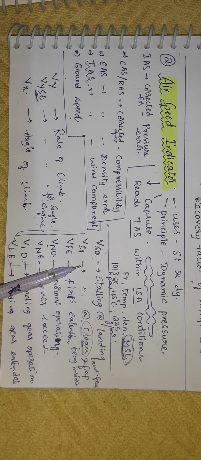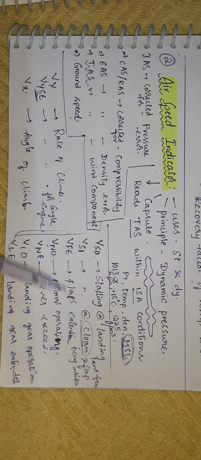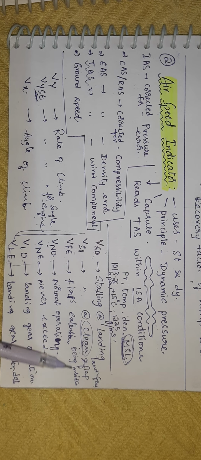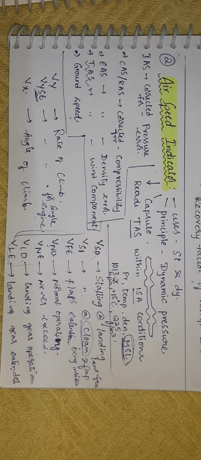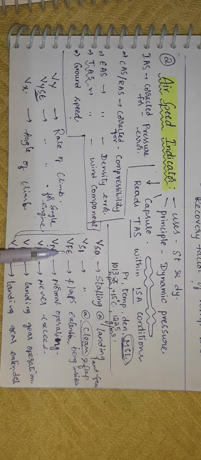Now there are some V codes within the airspeed indicator. The first one is VSO, stalling speed at landing configuration, and then VS1, stalling speed at clean configuration. Clean configuration is when the landing gear and flaps are inside, I mean retracted. When the landing gear and flaps are retracted, it is called clean configuration.